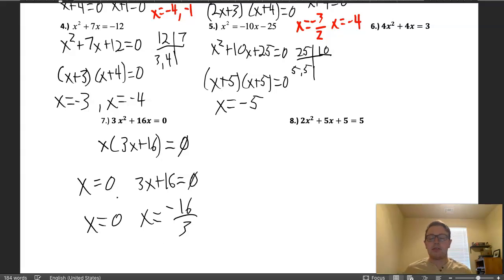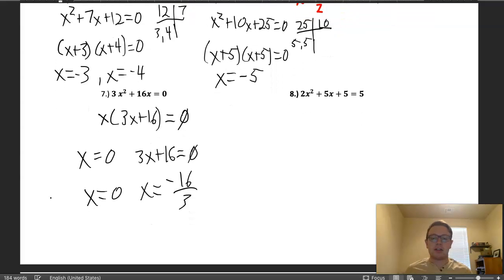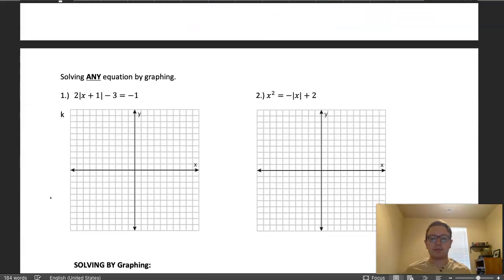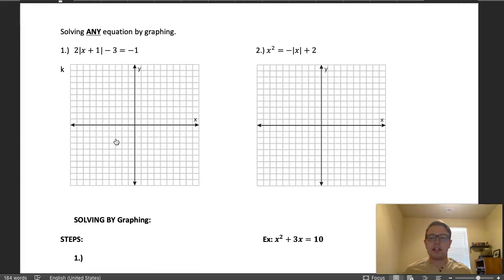So that's our basic refresher on factoring, solving by factoring. What about solving by graphing? Well, there's two different ways that we can solve by graphing. The first is we can look at something like this. 2 absolute value of x plus 1 minus 3 is equal to minus 1.